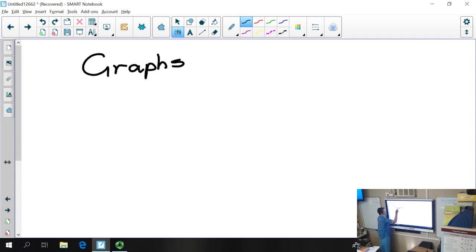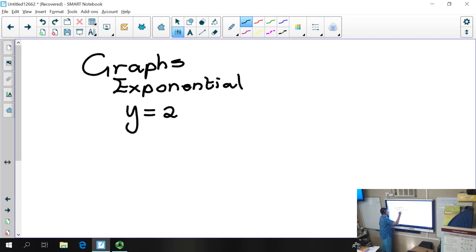And then especially exponential graphs. So you must be able to draw the graphs, but also exponential graphs. Now, what is an exponential graph? This is when we say y is equal to 2 to the power of x. That's an exponential graph. And the typical exponential graph looks like this.